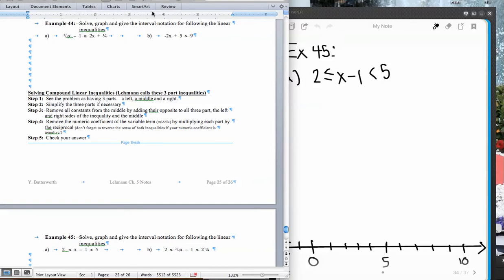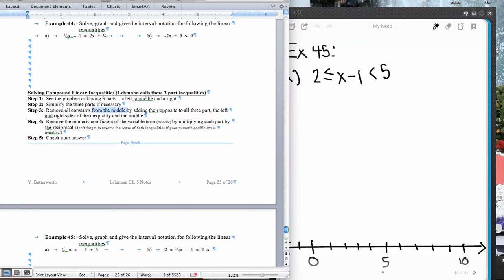So we're going to see the problem as having three parts. We have a left part, a middle part, and a right part. And then we're going to simplify each of the three parts if it's necessary. We're going to remove all the constants from the middle, okay? From the middle is where we're doing it. And then whatever we do to the middle, we do both to the left and to the right.